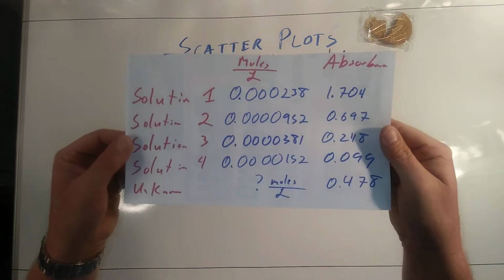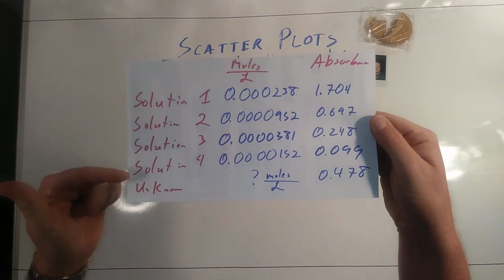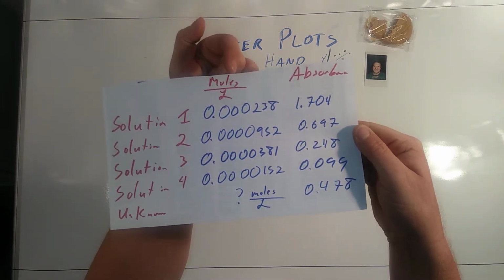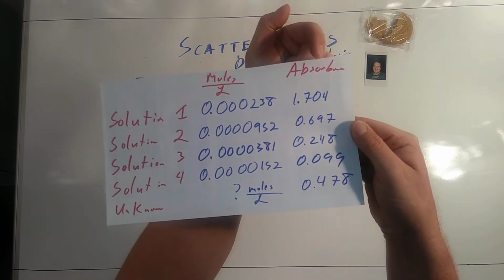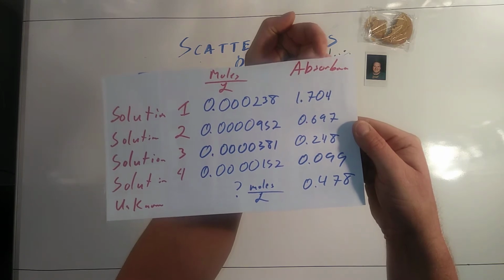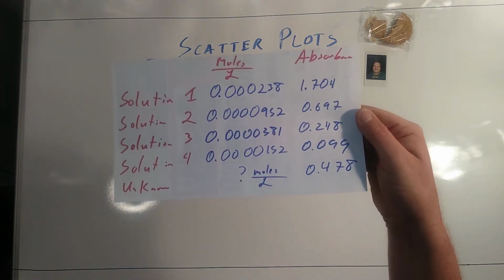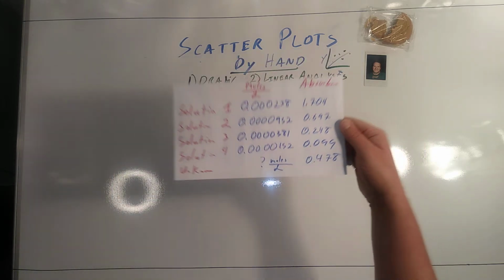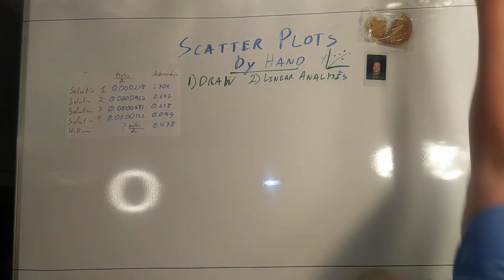Here are some of the numbers we had. These numbers are made up, but you made 4 solutions, calculated the molarity of each of those 4 solutions, and collected the absorbance using that instrument of those 4 solutions, including an unknown that we're going to do the linear analysis with. Please pause and write these numbers down. I'm going to put these numbers right here for my reference while I draw this scatter plot up here.